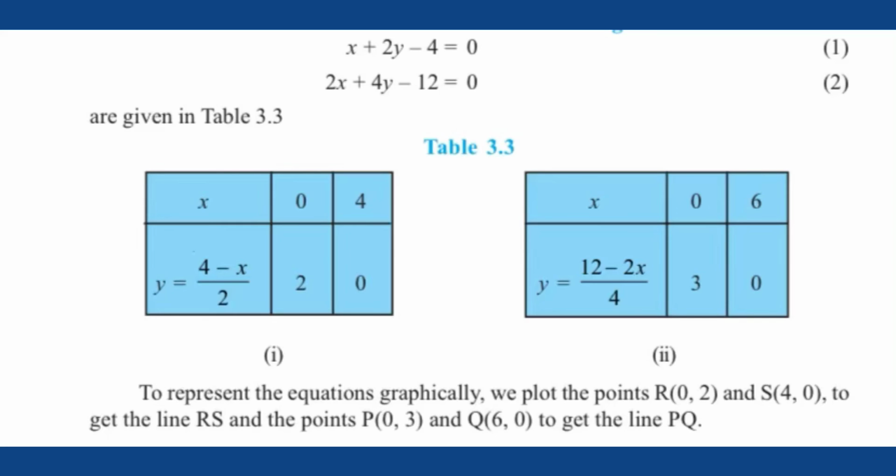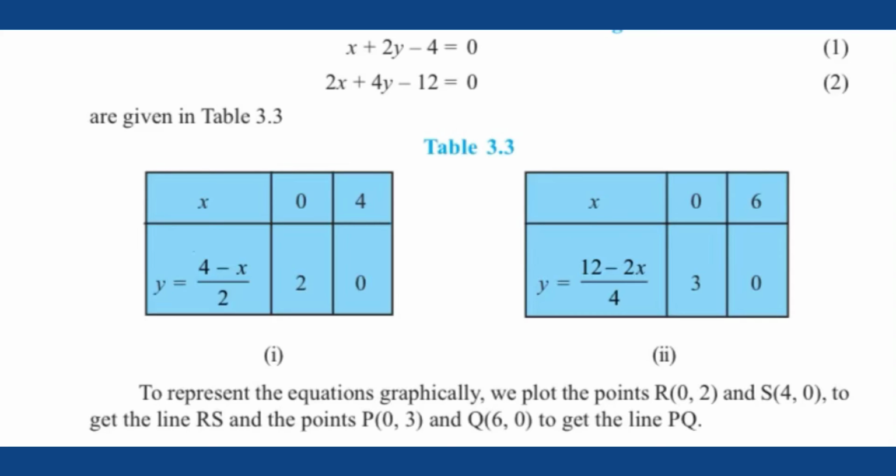Now our second equation is 2x plus 4y minus 12 is equal to 0. So making y the subject, we get y is equal to (12 minus 2x) by 4. Now as per table 2, if we take x is equal to 0, we get y is equal to (12 minus 2 into 0) by 4, that is 12 by 4, which is equal to 3.